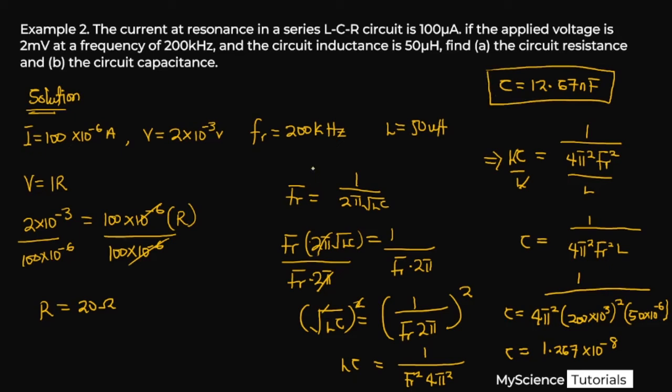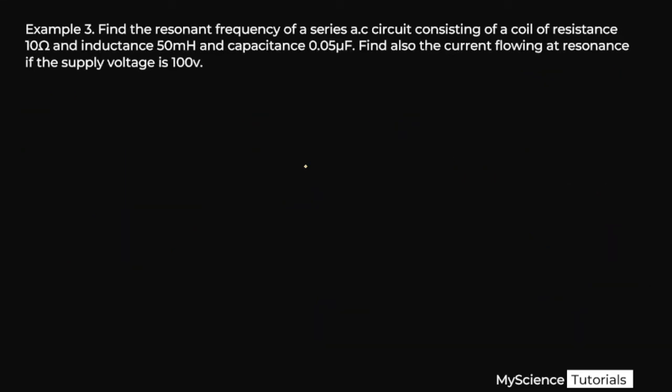Right, so let's go ahead and have a look at one final example. The last example in this tutorial: I want to find the resonant frequency of a series AC circuit consisting of a coil of resistance 10 ohms and inductance 50 microhenry and capacitance 0.05 microfarad. Find also the current flowing at resonance if the supply voltage is 100 volts. This is also very easy, so let's write down our solution.